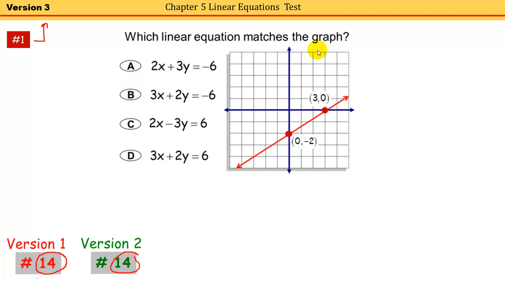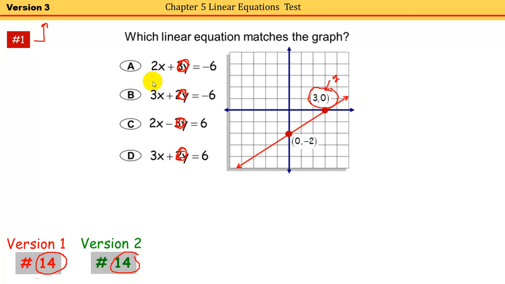Alright, which linear equation matches this graph? Well, this is a graph all about intercepts. Because these are all in standard form, it's very easy to find the intercepts by just using the cover-up method. In other words, our x-intercept is where y equals 0, and that will tell you what x would be in the equation. All you would have to do for each of these is plug in y is 0. So that would be 3 times 0, that would be 0, 2 times 0. So these terms would all be 0.